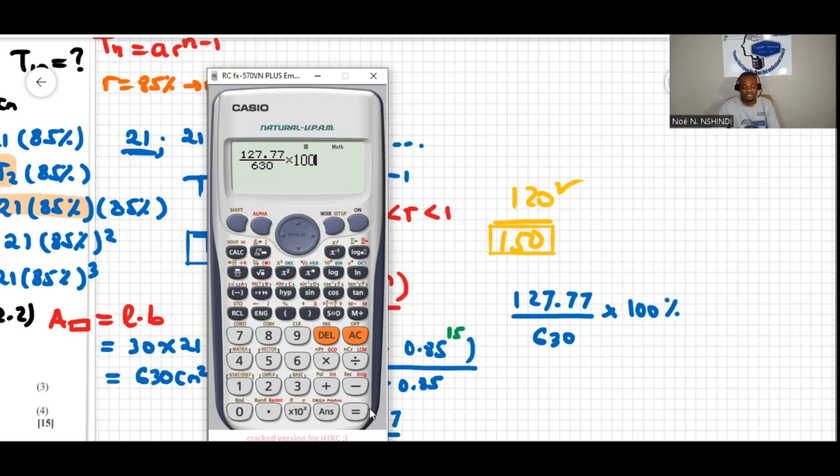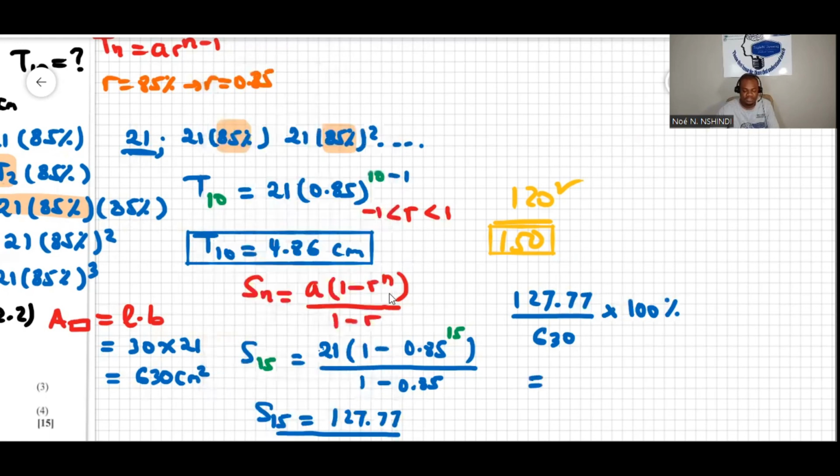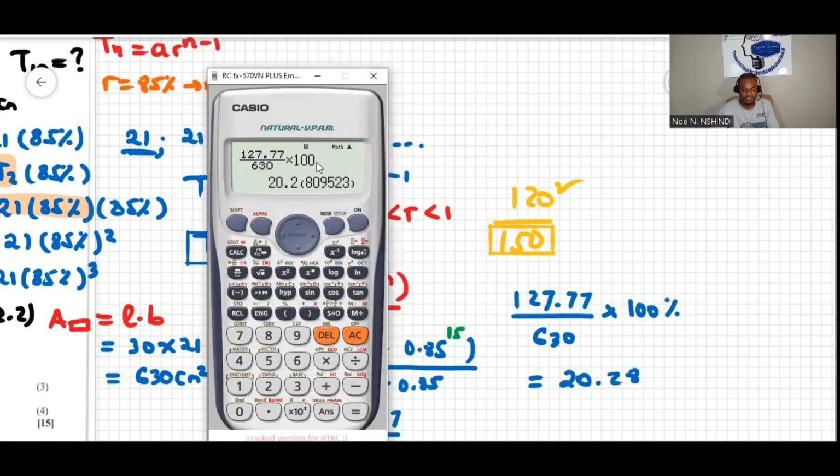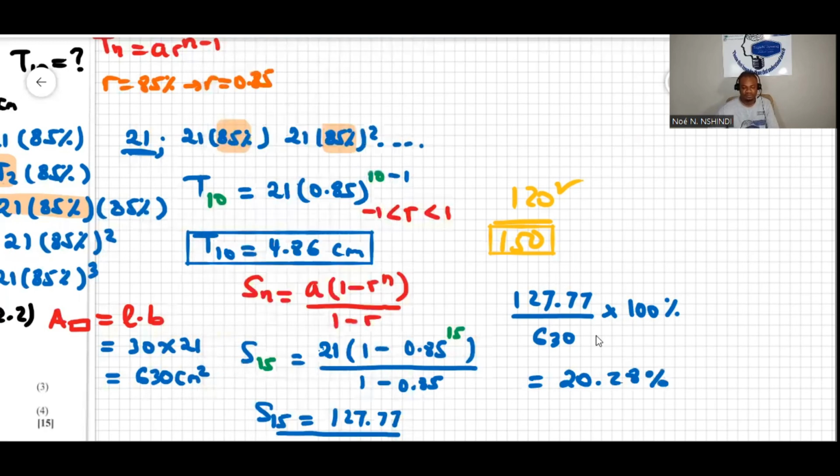So the calculator is going to say 1 times 100, and then when we hit equal, this is the result. So the percentage area is approximately 20.28. If you see this, this is the recurring part. This part is repeating over and over, those digits. So because it's 0 over here, I can just stop at 28. So this is going to be 20.28%.